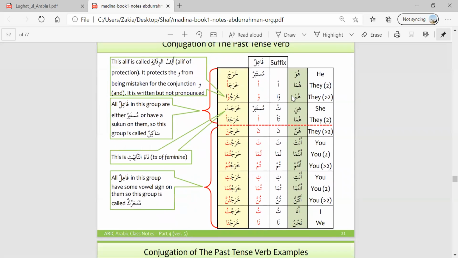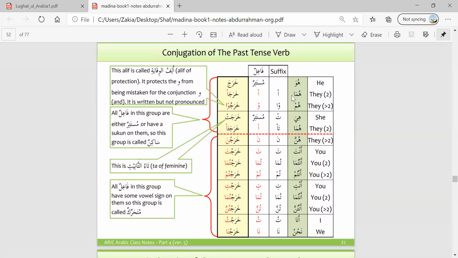Okay, so here we have the suffixes of the past verbs, the conjugation of them. How do we make the past verb? Here you have your huwa, huma and hum. The alif is called alif al-waqiyah, the alif of protection. It protects the waw from being mistaken for a conjunction, and it is written but not pronounced. So they are talking about these letters here.